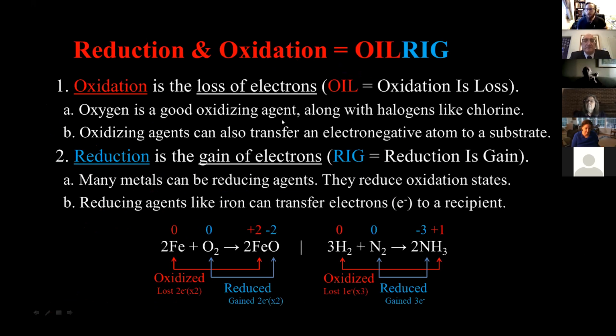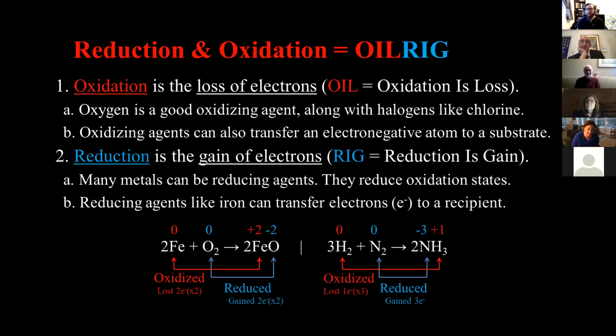So a really good way to remember redox is this simple word, oil rig. Oxidation is loss, reduction is gain. And it's loss and gain of what? Electrons. It's really not that complicated. The oxidation of something like iron will result in the iron losing electrons. Oxidation is loss. The iron was oxidized, it lost electrons. Reduction is something gaining electrons.